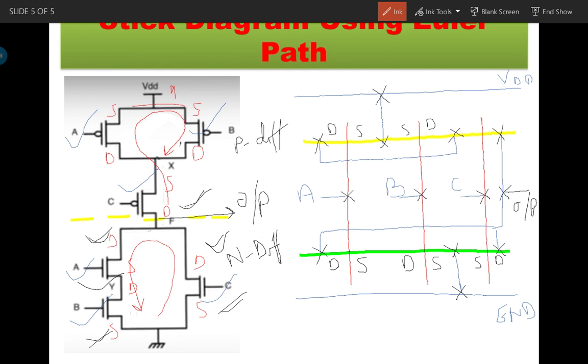So this is a simple circuit, but for a complex circuit you will first have to find the Euler path by looking at the definition of the Euler path. After analyzing that Euler path, you will go for the actual layout design, the physical design, for that circuit. Okay, thank you.